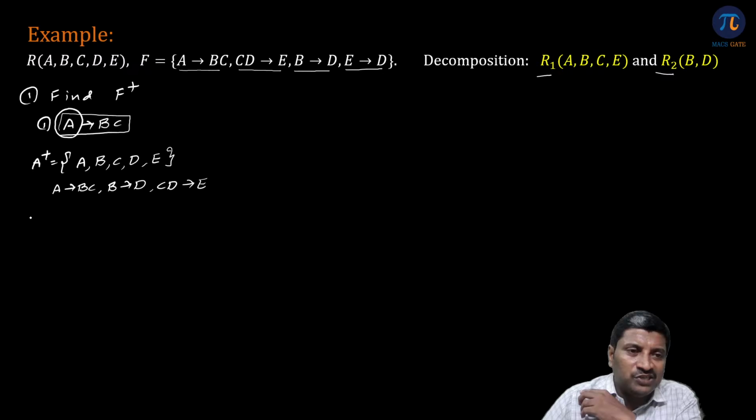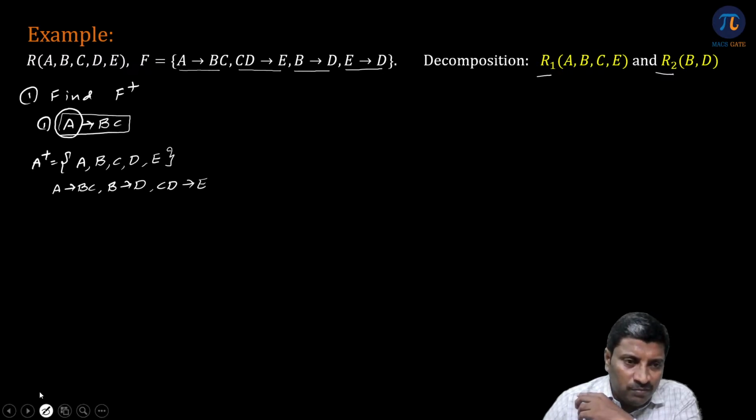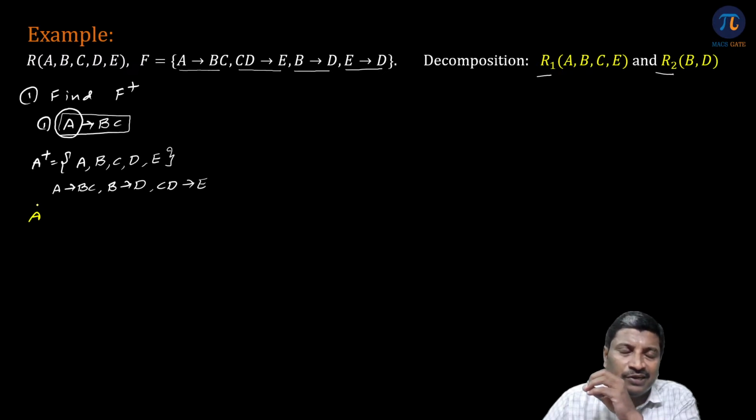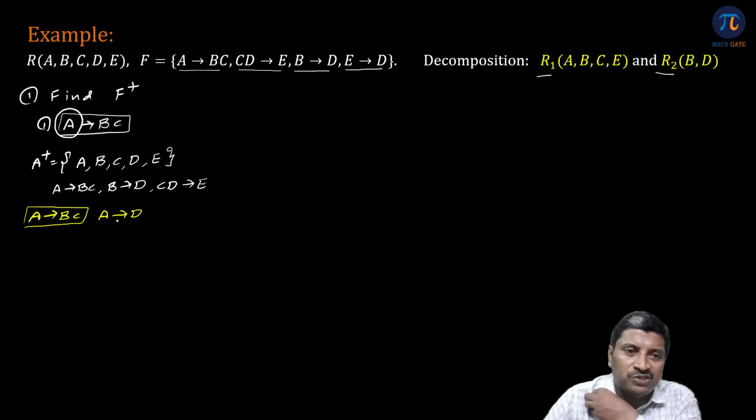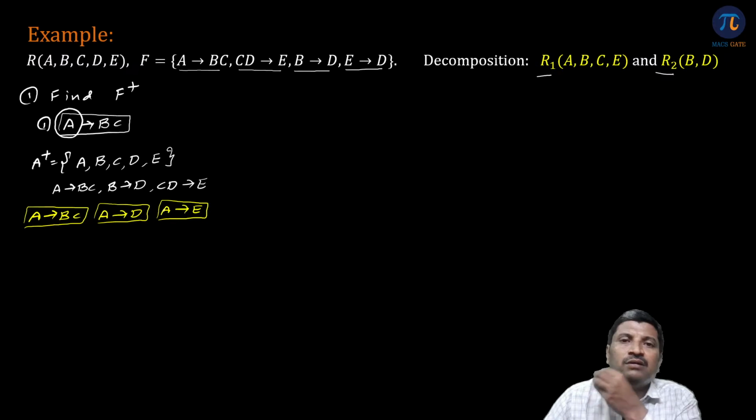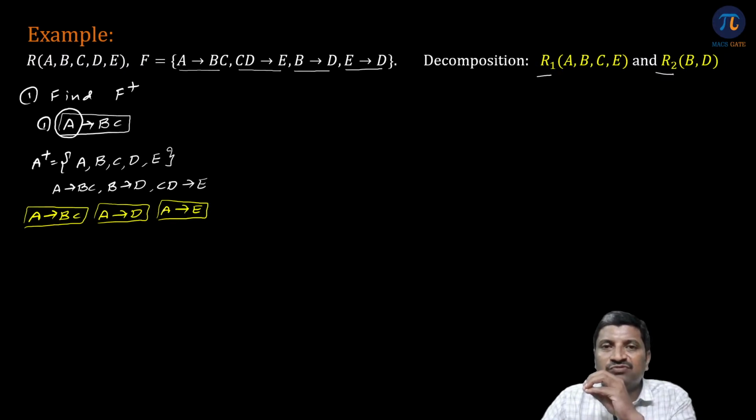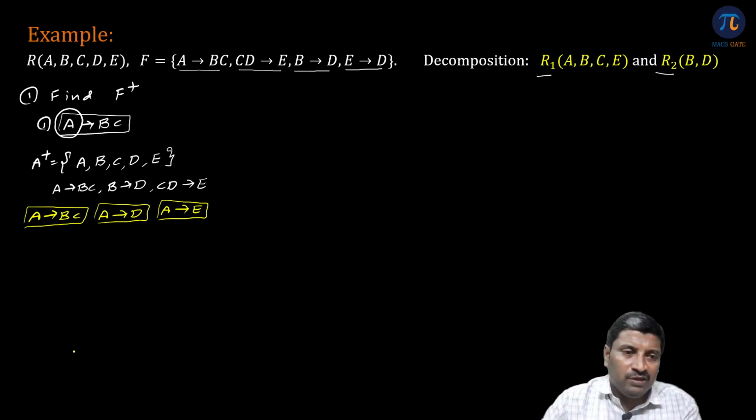So what you can write, sir? You can write A implies A. That we are not writing because it is trivial. The second one, A implies BC. This they were given, sir. Anyway, this is a valid FD. And A implies D. This is also a valid FD. Then the next one is A implies E. So these are the valid FDs in which on LHS we have the attribute A, right?